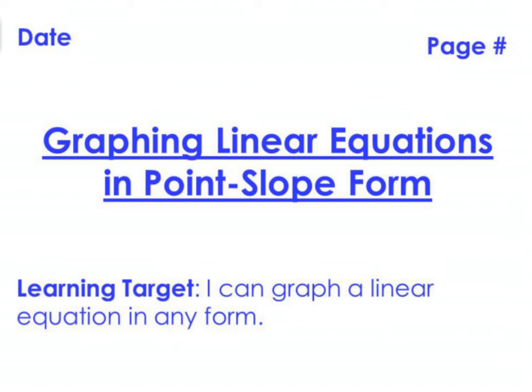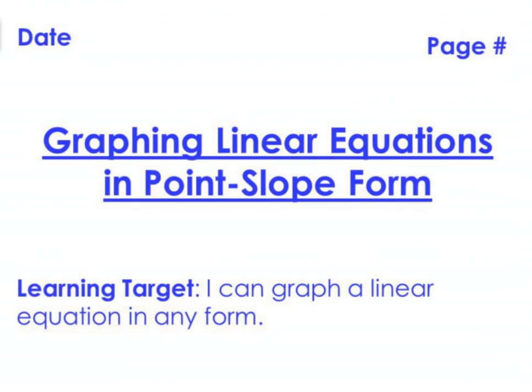And that's called point-slope form. This is the one that's not used as often, but it's going to end up being your favorite. So I want you to put the date, the page number, the learning target, and the title in your notes and in the table of contents. And we'll talk a little bit about what point-slope form means and why it is.